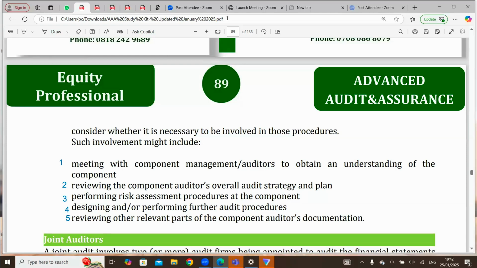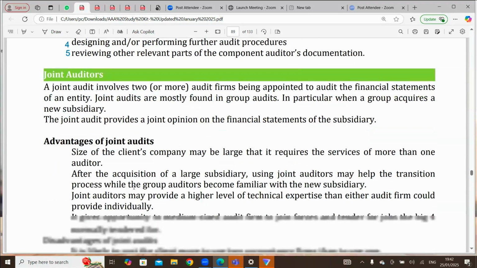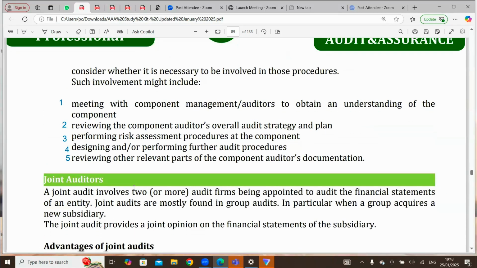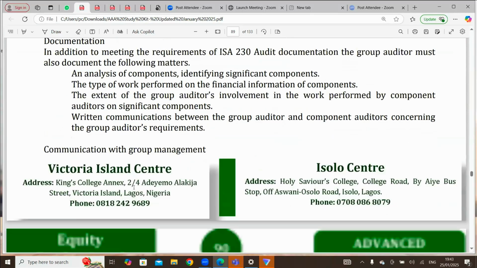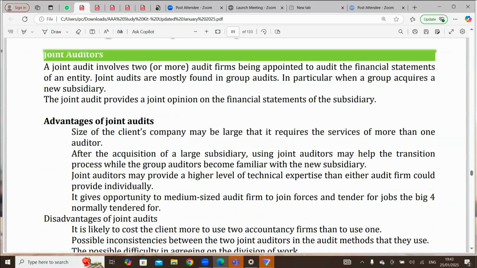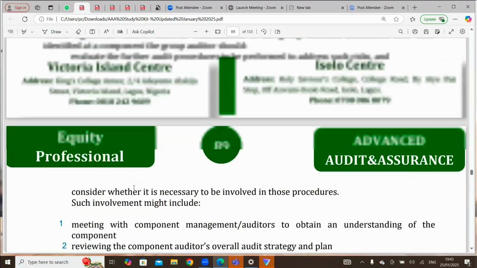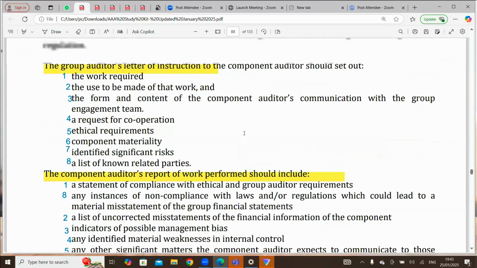Then you move on to reviewing the component auditor's overall audit plan. You perform risk assessment procedures at the component, and then you will design further audit procedures that may be relevant to cushion the effect of that particular risk. Then you will review other relevant parts of the component auditor's documentation. It just means that the risk factors that you are considering for that particular component have increased. Okay, so that is it though. That is the major thing that is in group audit.